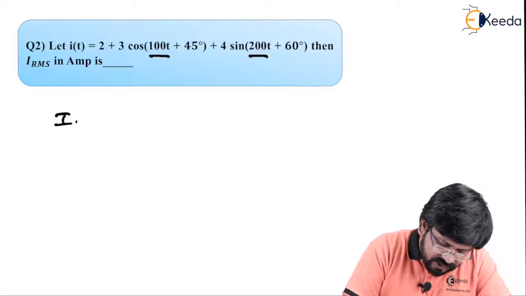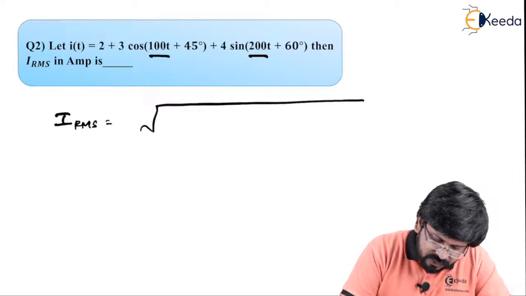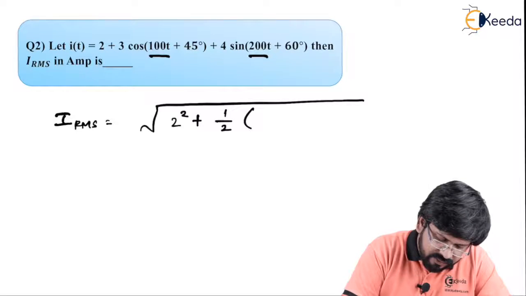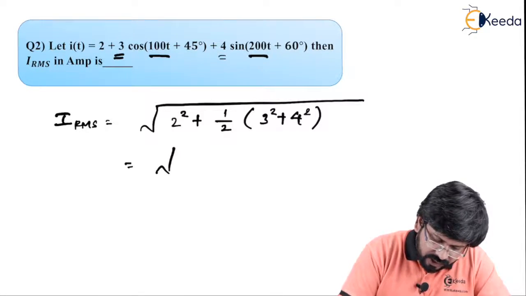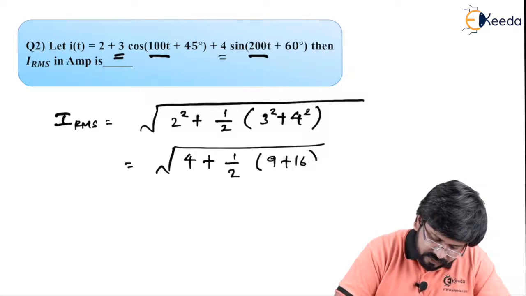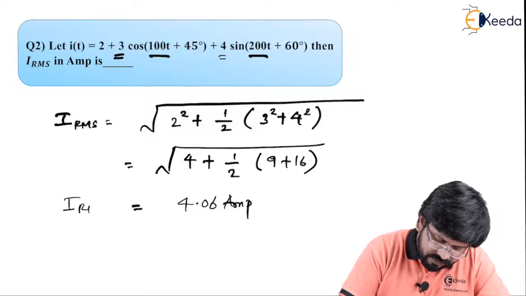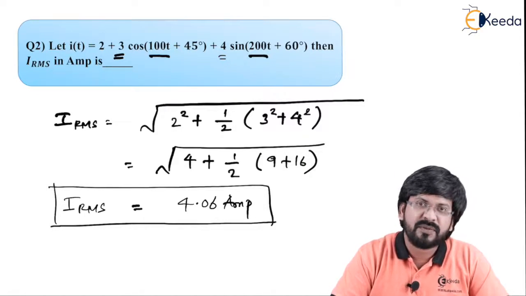So I can say now IRMS is simply equal to the square root of DC part square, which is 2 square, plus half, and then this 3 we can take as 3 square, plus now this 4 we can include as 4 square. Further you can write it is 4 plus half of 9 plus 16, and when you solve this you'll get 4.06 ampere. This is how you should handle it when you have to get VRMS and IRMS if a Fourier series is given to you. Let's move to the next problem now.